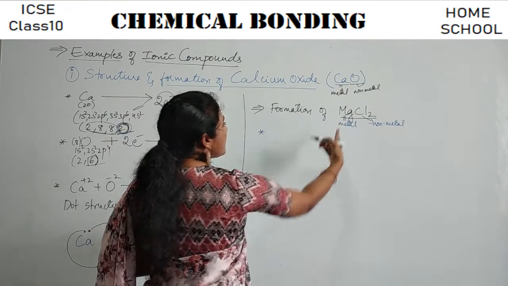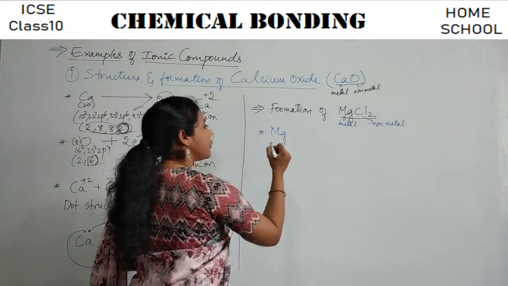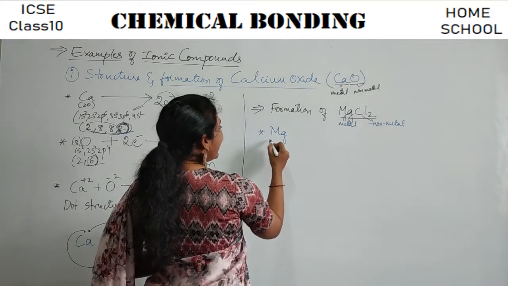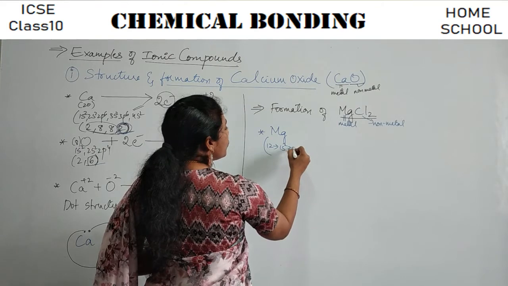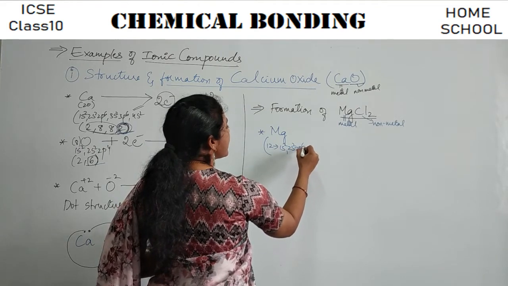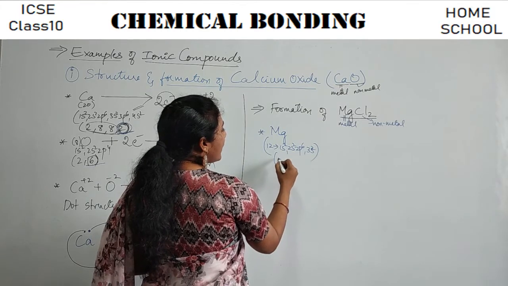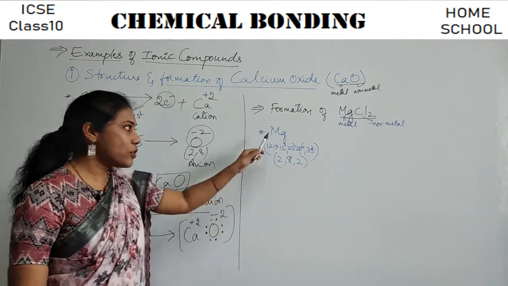How many electrons is this Mg losing? So how do you know that? By writing its electronic configuration. So what is its electronic configuration? Atomic number 12, guys. So 1s2, 2s2, 2p6, 3s2, isn't it? So in a simple way, if I have to write 2, 8, 2, it's not stable.